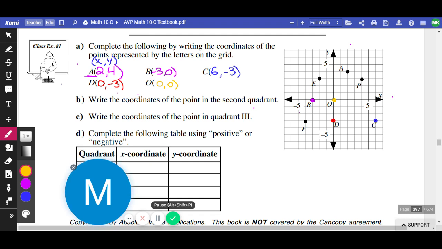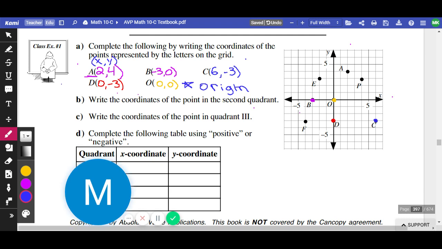If I look for point D, which is down here, it never moved left or right. It just went straight down to negative 3, so it's at 0 comma negative 3. And the last one, O, is at 0 comma 0. This one does have a special name. It's called the origin. It means the very center of the graph, right? It's the origin, point of origin.